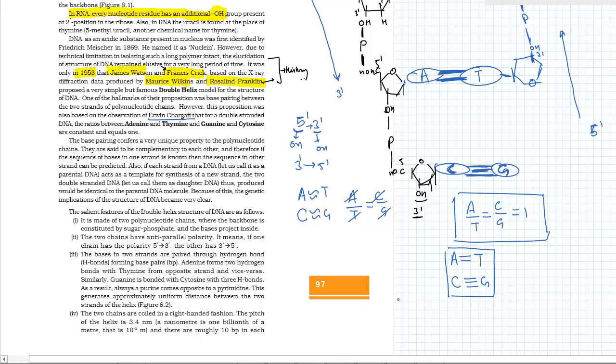Now here comes the salient features of the double helical DNA. Let me take up the highlighter.